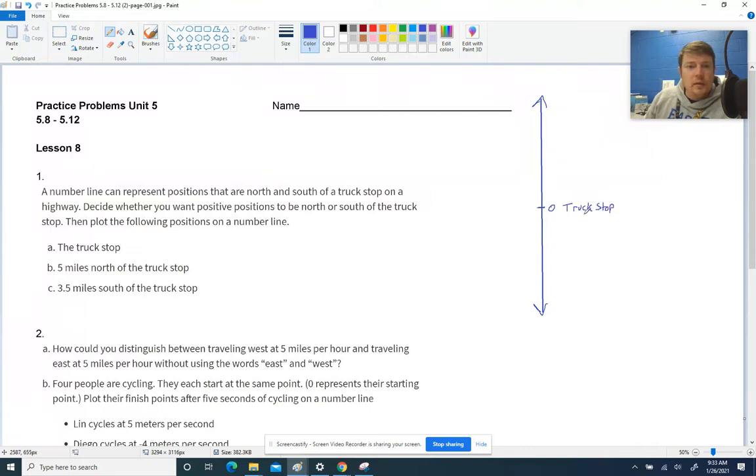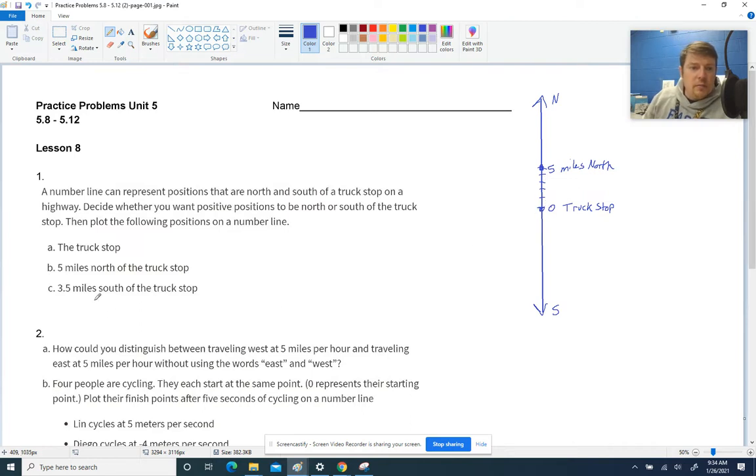All right, and let's see what happens here. We're going to plot the following positions on the number line. So we got our truck stop at 0. North is positive. South is negative. 5 miles north of the truck stop would be, let's do 1, 2, 3, 4, 5. This would be 5 miles north. And we plot that here. We got our truck stop here.